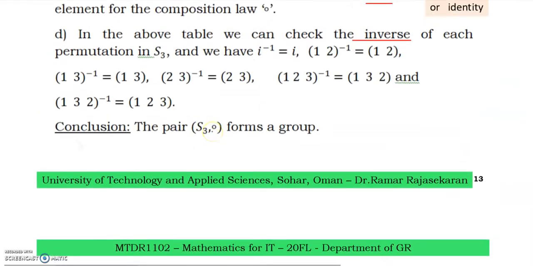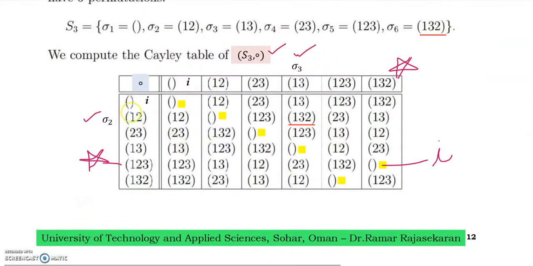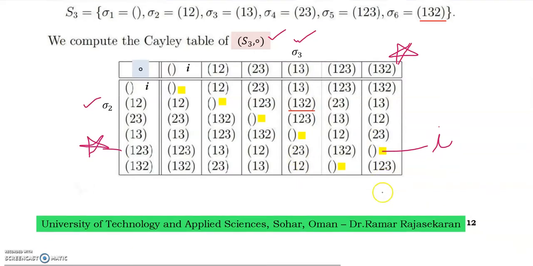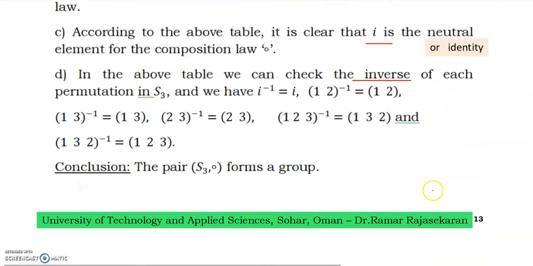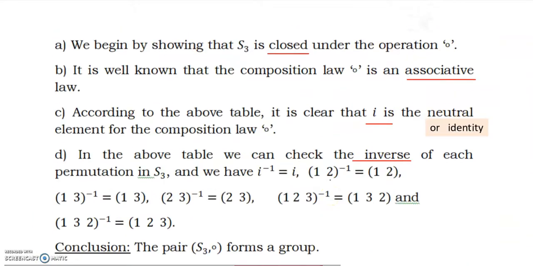Similarly you do for the remaining, you fill this table. This is the way you fill this table. Use the composition, then you fill this table. Now you see here we are going to prove that this forms a group, the symmetric group. So now how to do that?